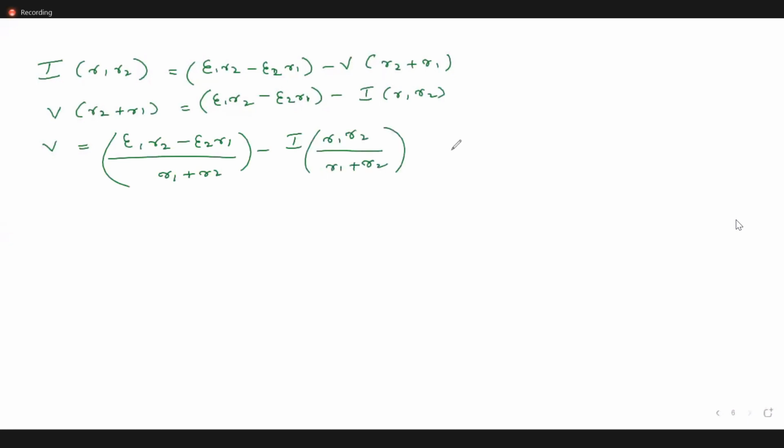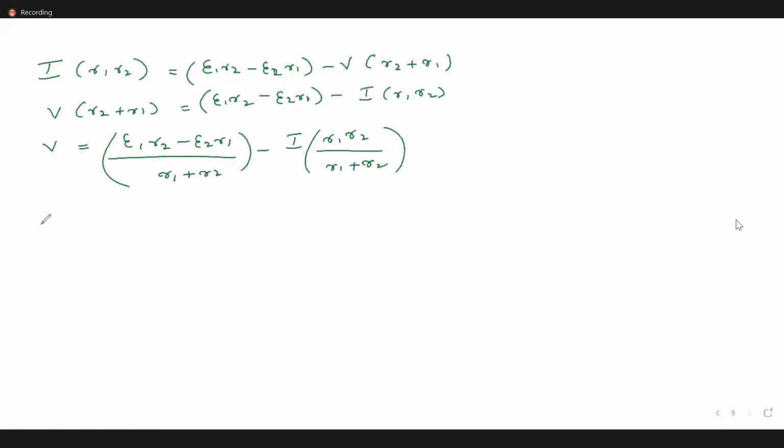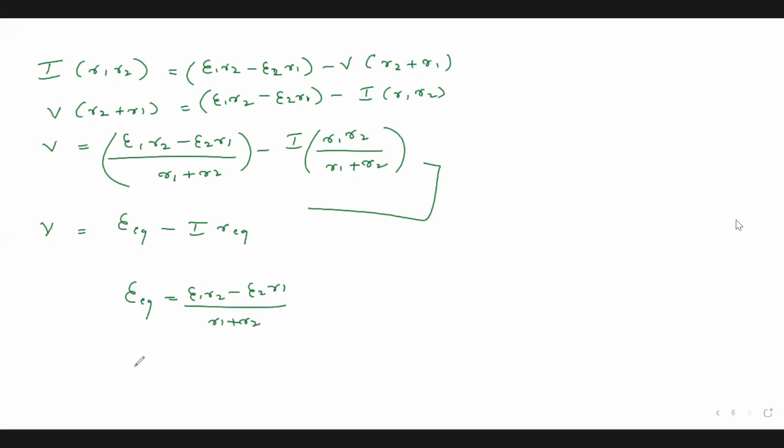Okay, clear? So then let me write for the equivalent cell, what is this? V is equal to E equivalent minus I into R equivalent. Okay, so let me compare these two equations. E equivalent is equal to (E1 R2 plus E2 R1) divided by (R1 plus R2). Similarly, R equivalent is equal to R1 into R2 divided by R1 plus R2. Okay, so this is the E equivalent and R equivalent for the two cells.